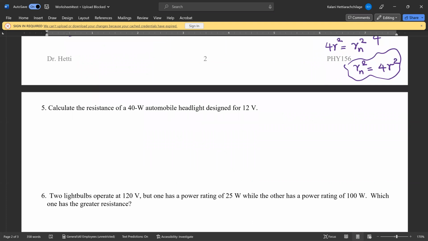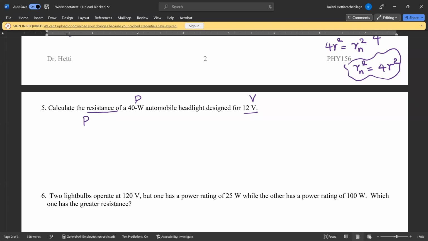So number 5 is very simple, we need to work with the power. Calculate the resistance of a 40 watt automobile headlight designed for 12 volts. Resistance is the one that we need to calculate. The power is given, and the voltage is given. So now you need to decide which formula you can use.